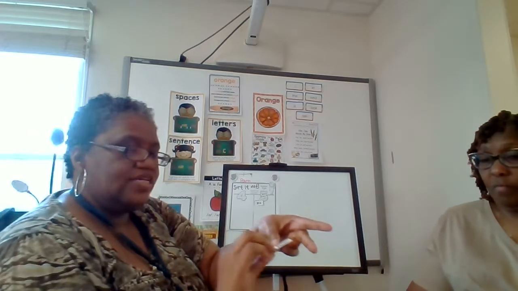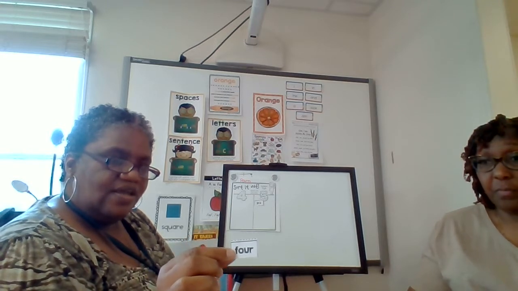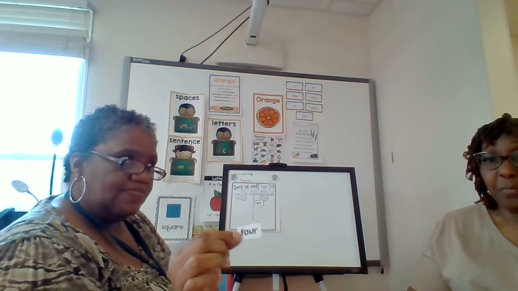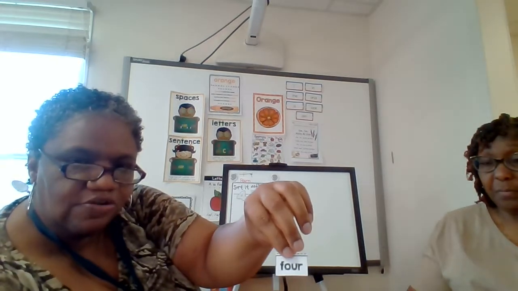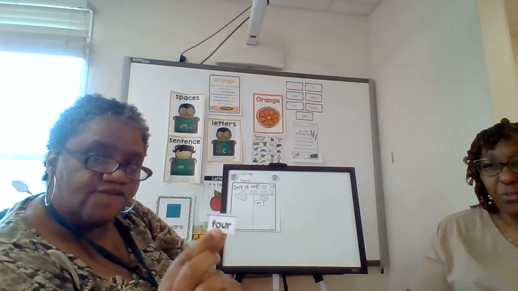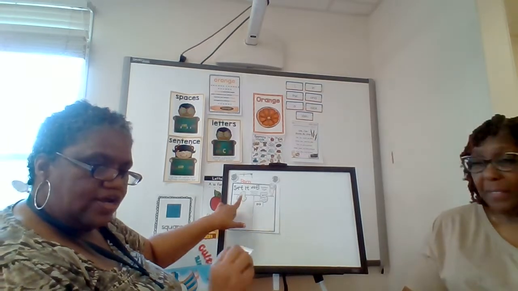Okay. Now, what is this? This is a word. A word is letters. So now we're going to figure out what the word is. F-O-U-R. What is four? The word four. Okay. So where will we put it? Four. Good job.